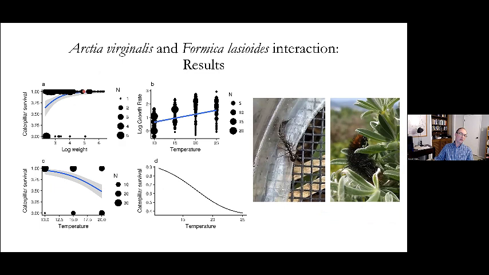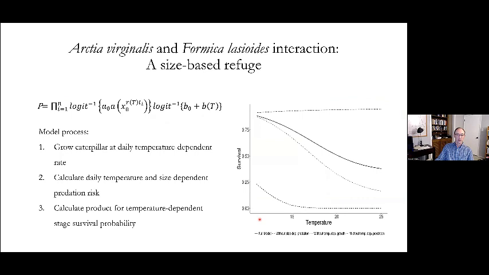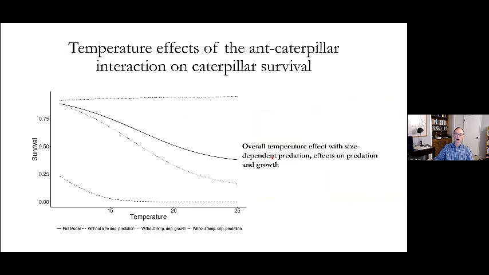this is showing you the predation size refuge, where larger caterpillars are more likely to survive ant predation. You can see that as temperature increases, the survival for the caterpillars actually goes down. Okay, so even though caterpillars are growing faster, their probability of survival goes down, even though their growth rate went up with temperature. So there's a net decline in survival with temperature. We modeled that statistically. We put together a model. I'll just show you the summary graph of this. So the overall effect of temperature was that survival declined with temperature, as I said.